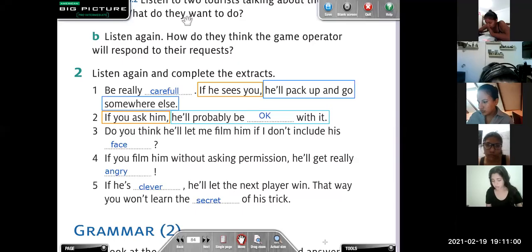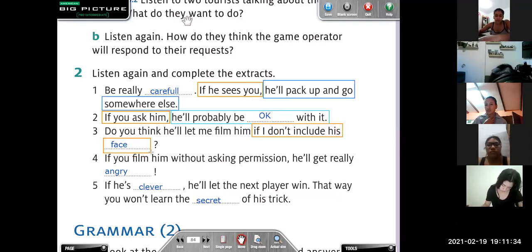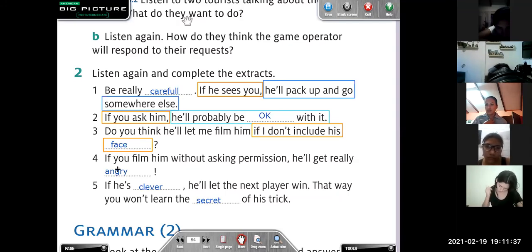Right? Let's go with Mariela Vaca. Tell me, Mariela, what is the condition and what is the result in exercise number 3, in question number 3? The condition is, I don't include his face. And the result is, do you think he'll let me film him? Okay, so this is the condition. And the result is he'll let me film him, right?